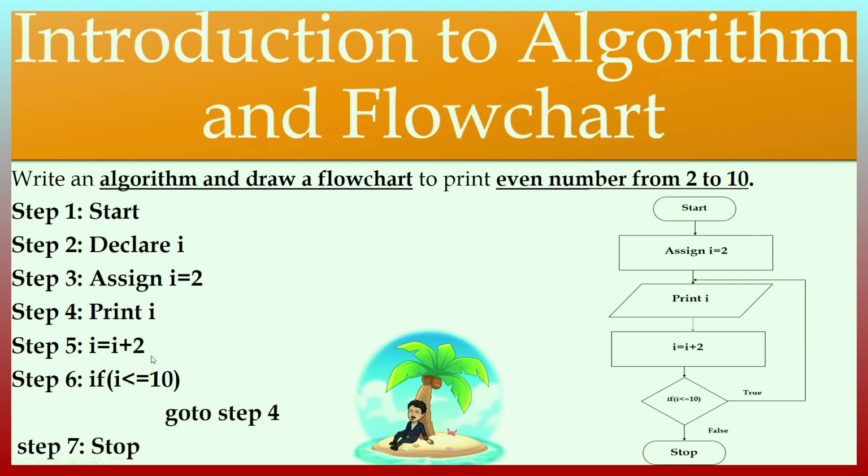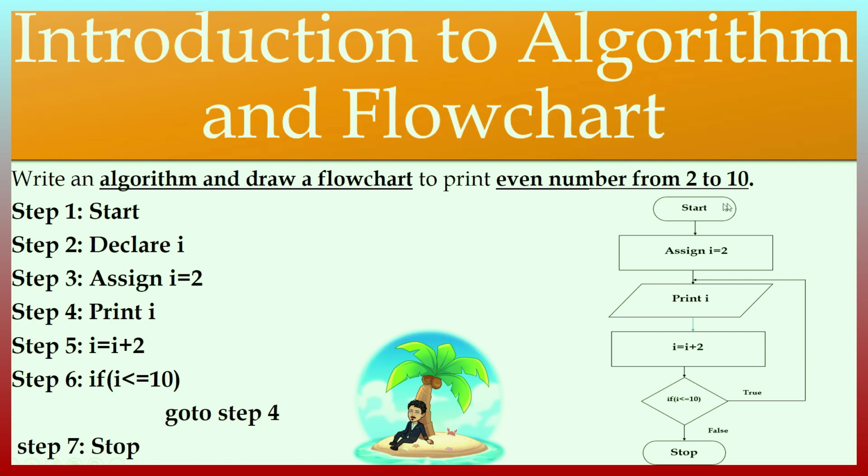If it is a condition, you know it has only two options, true or false. If it is true, it will go to step 4, that is print I. You can see it is going back to step 4, print I. If it is false, it stops.